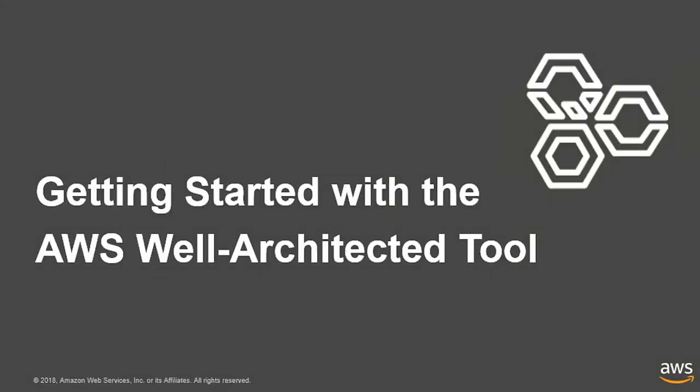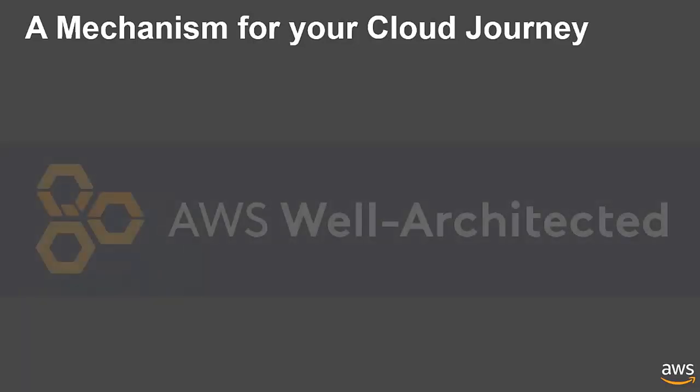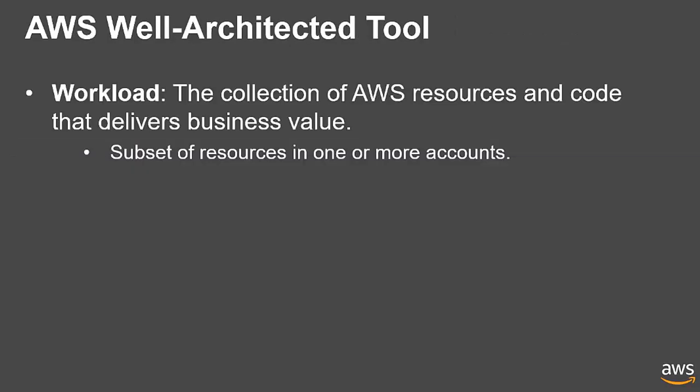Welcome to the AWS Well-Architected Tool. The Well-Architected Tool provides a consistent approach for reviewing your architecture against AWS best practices and gives advice on how to architect in the cloud. The subject of a review is a workload. This is a collection of AWS resources and code that delivers business value.